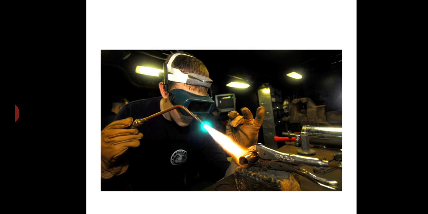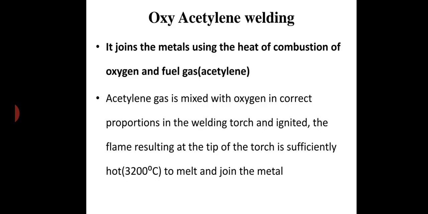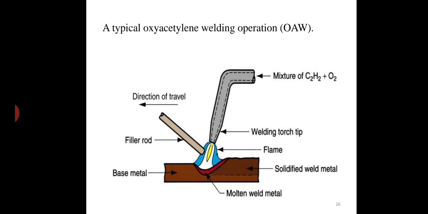This is an oxyacetylene gas welding operation, where you can see the flame torch is being given to the workpiece, and that area to be welded is being brought to the molten state. In oxyacetylene welding, your acetylene gas is mixed with oxygen in correct proportions in the welding torch and ignited. The flame resulting at the tip of the torch is sufficiently hot, around 3000 degrees Celsius, to melt and join the metal. So you can see a typical oxyacetylene welding operation.